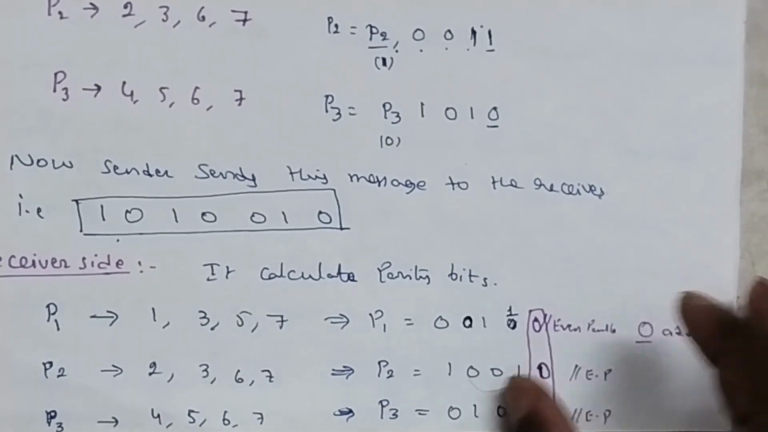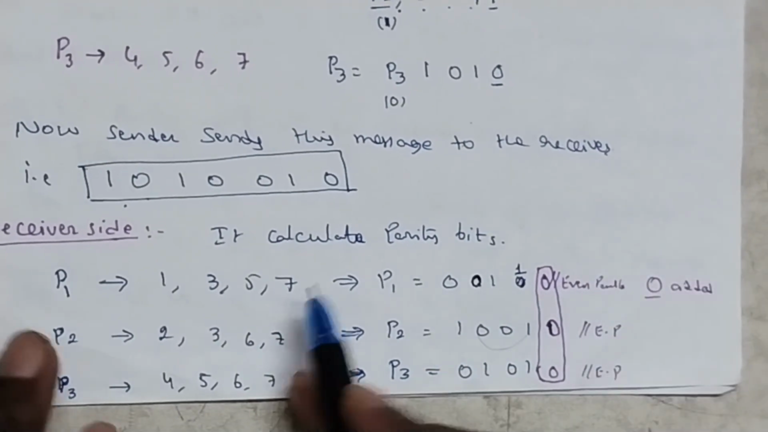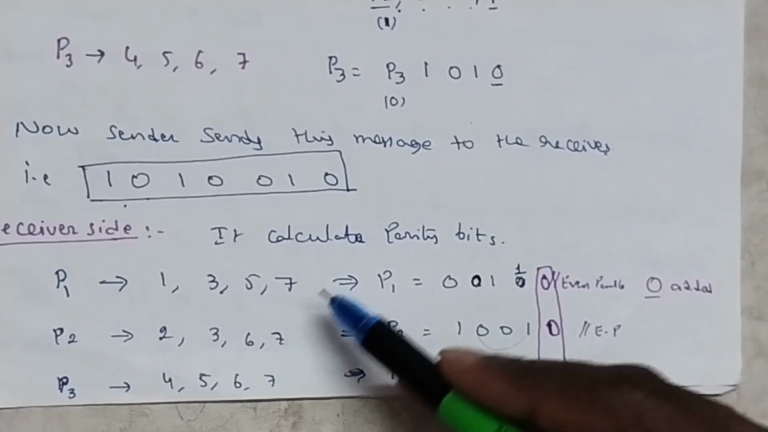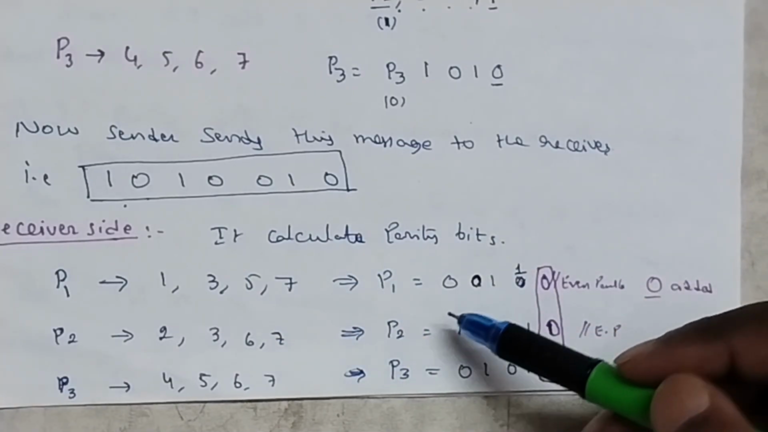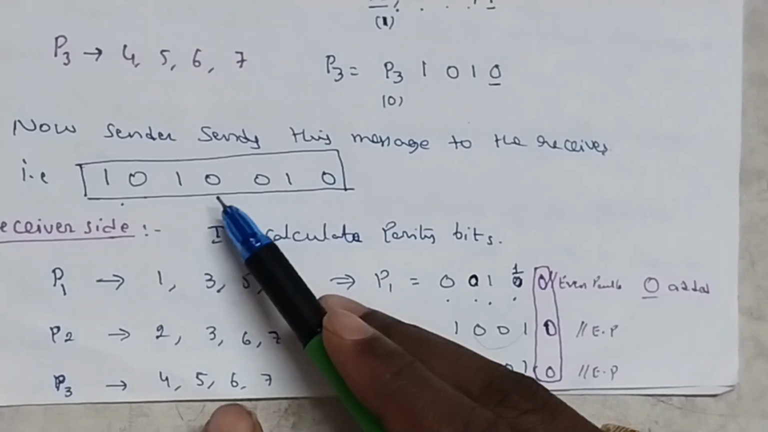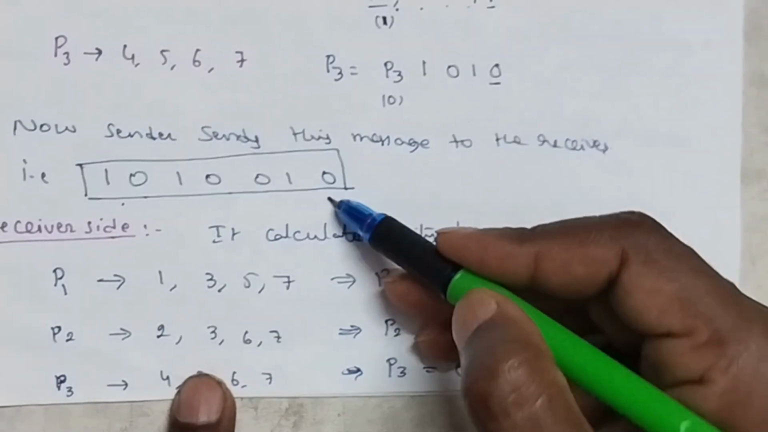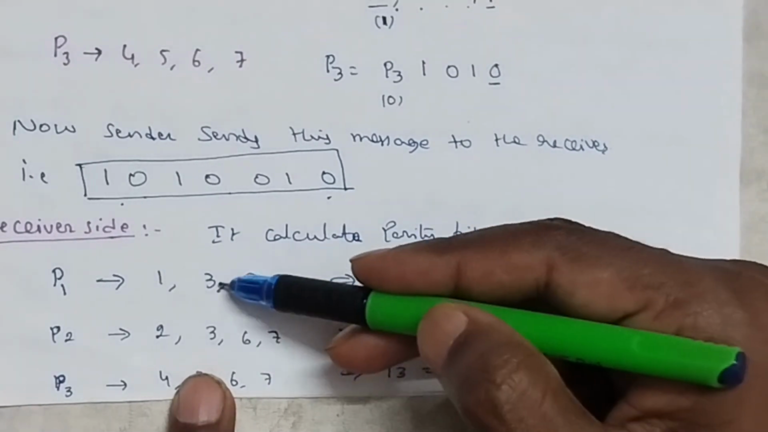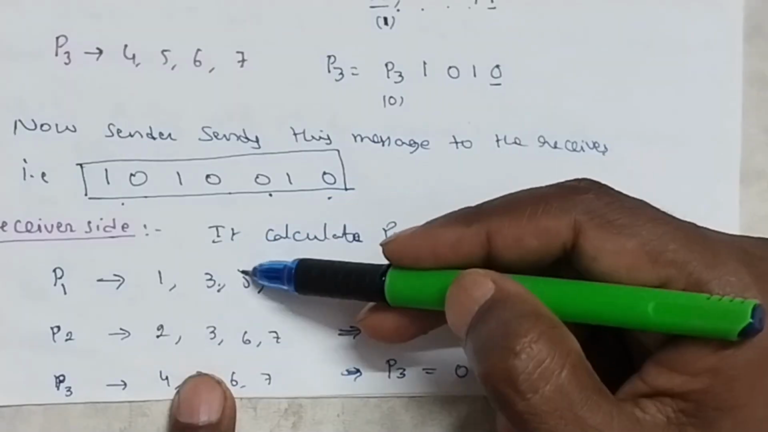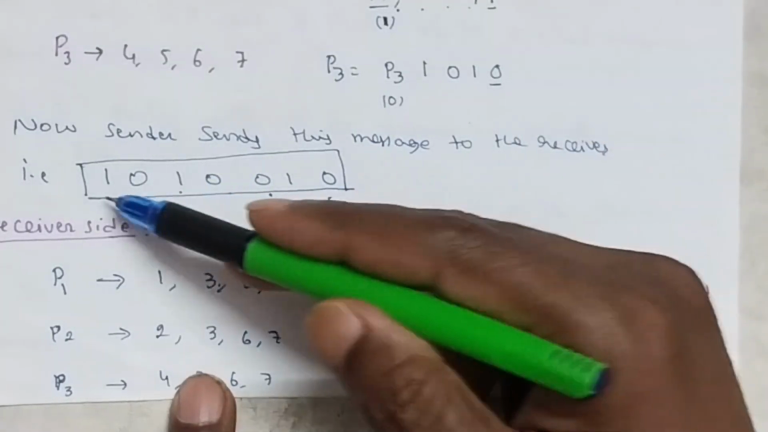What about the receiver side? At the receiver side, it calculates the parity bits. What are the parity bits? For P1, positions 1, 3, 5, 7. So again he will write 0 0 1 0. According to this, P1 is 0, P3 is 0, P5 is 1, P7 is 1.